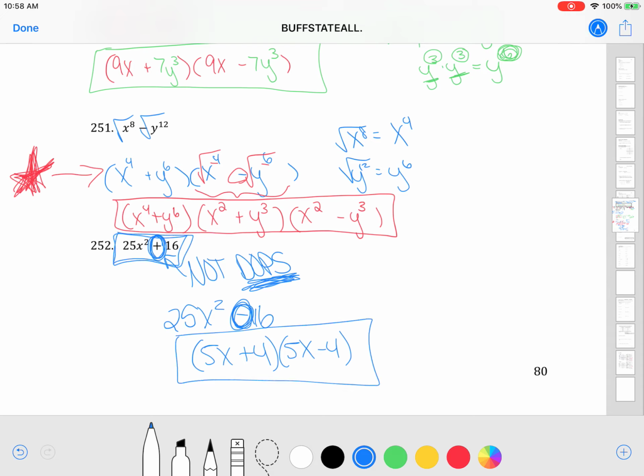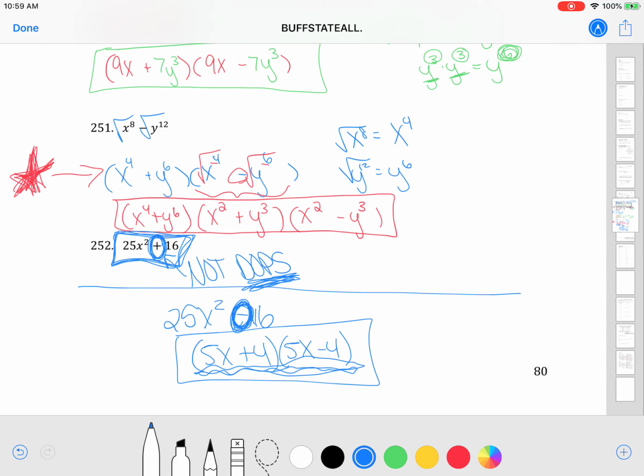For this one up here with a plus, you can't factor it. You leave it as is. So again, if you factored it as though it was a minus sign and you got this, you did it correctly, but this was not the correct answer for this example because it was a plus. It couldn't be factored.